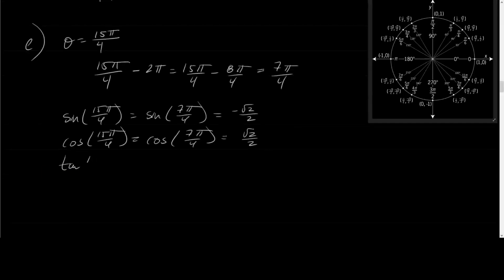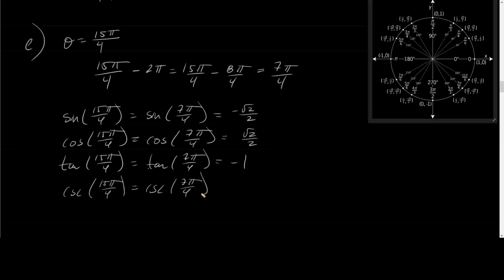Tangent of 15 pi over 4 would be simply tangent of 7 pi over 4. That'll be sine over cosine. It's the same value except they're negatives of each other, so it's just negative 1. Similarly, cosecant of 15 pi over 4 would be cosecant of 7 pi over 4, which is the reciprocal of this, negative 2 over radical 2, but we know that's just negative radical 2.